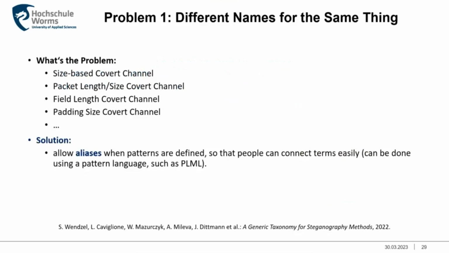I start with some problems here to illustrate how we got inspired. So, for instance, we take the packet size covert channel. It has lots of names: size-based covert channel, packet length covert channel, packet size covert channel, field length, padding size, and you can also replace, of course, covert channel with traffic morphing and so on. You end up with quite many combinations. And the solution is to provide an alias. So we have one name and we provide aliases for all these things. Okay, so that's an easy one.